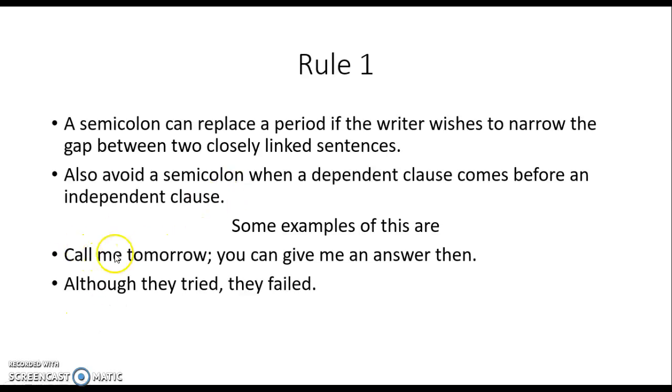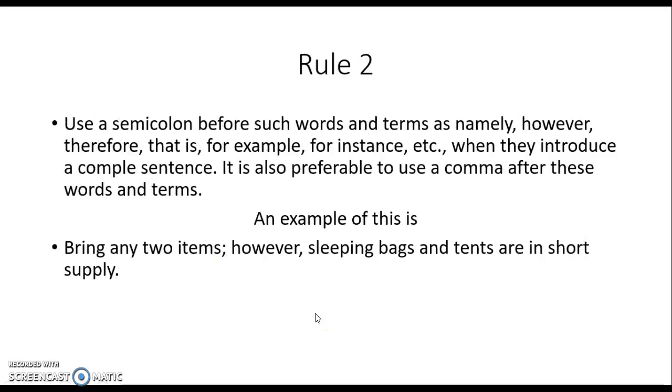So here we have an example of the first part. Call me tomorrow; you can give me an answer then. Semicolon is linking two closely related sentences. Second part here is, although they tried, comma, they failed. Notice the comma. It is not appropriate to put a semicolon right here. A comma will suffice.